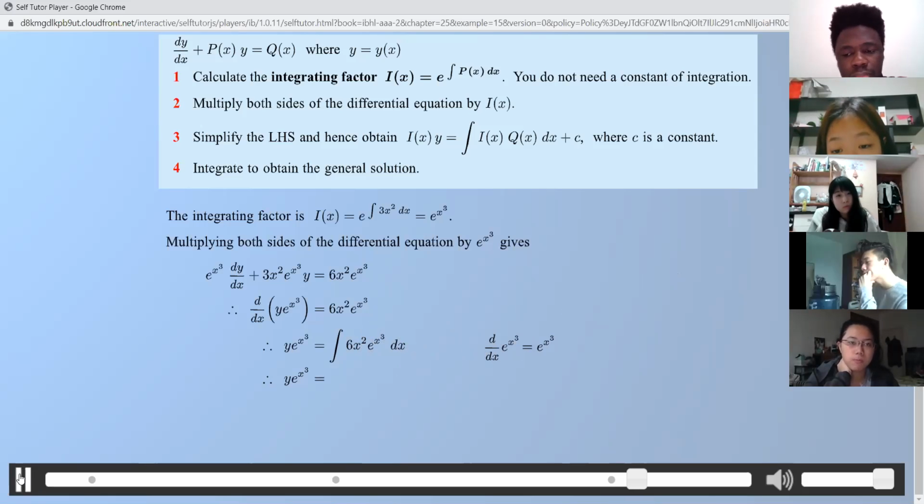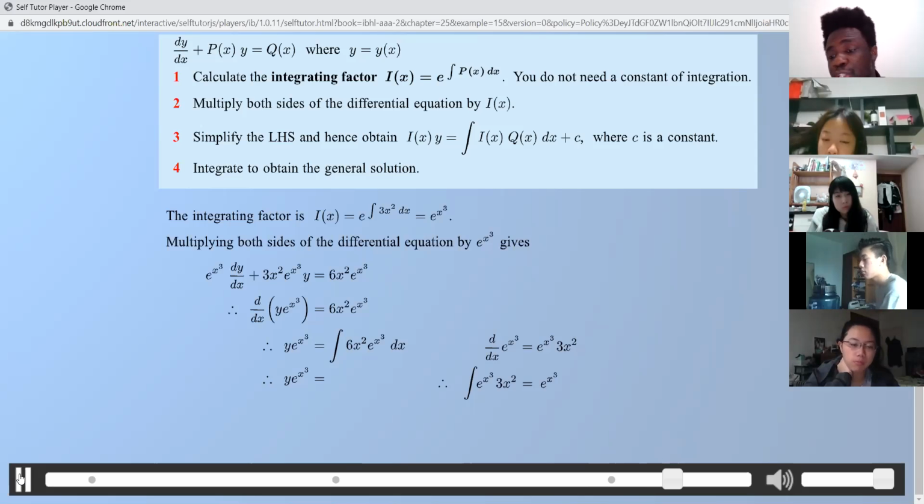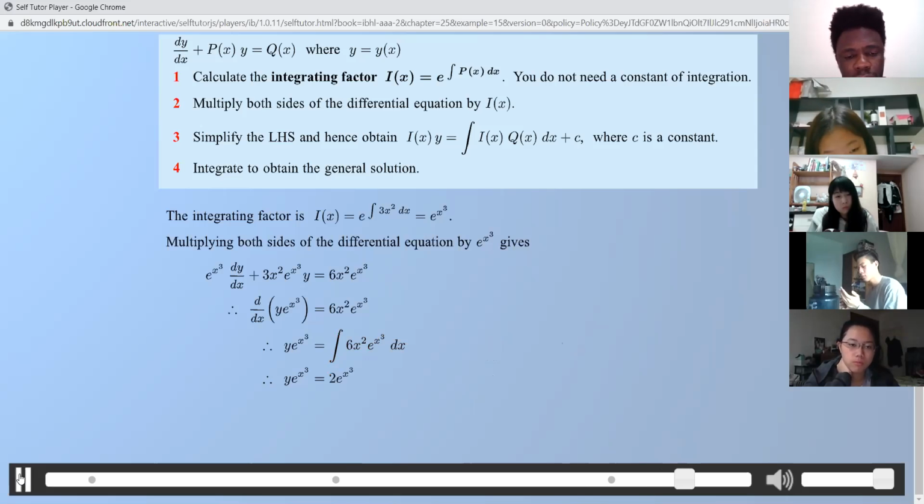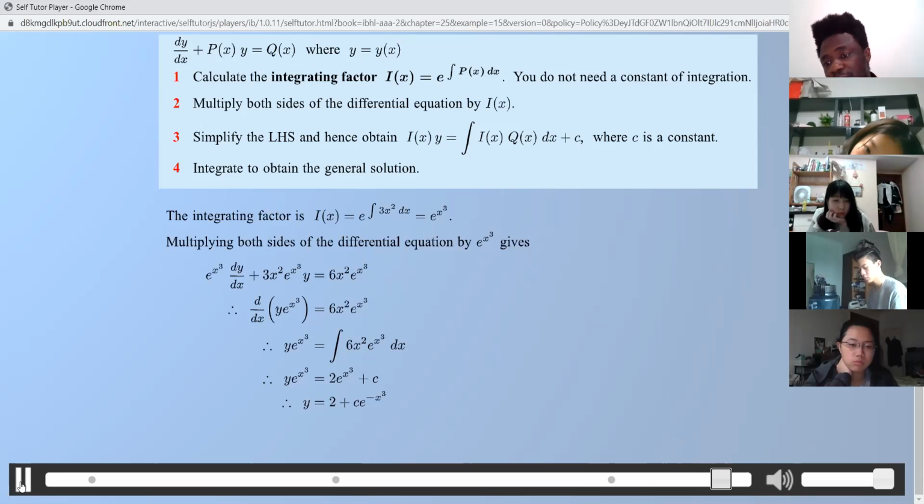Times the derivative of x cubed, which is 3x squared. So the antiderivative of 3x squared e to the x cubed is e to the x cubed. Do it your way, okay? So for the integral here, the antiderivative is 2 times e to the x cubed. We also include a constant of integration. We divide both sides by e to the x cubed to make y the subject. This is the general solution for y in terms of x. Understand? So this is how the integrating factor approach is done.